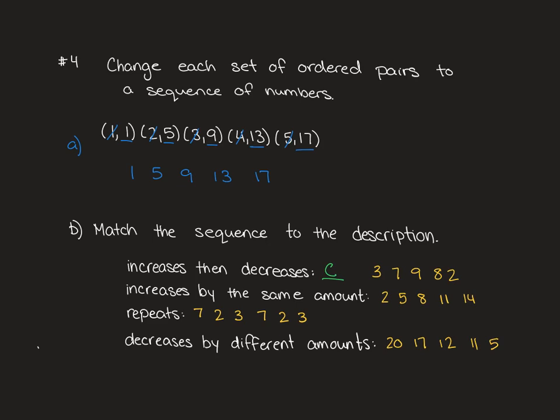So your job is take your sequences from here and match them to the description. So if we look at 1, 4, 9, 13, and 17, it's going up by 4 each time. So that means it's increasing by the same amount. So that would match this description.